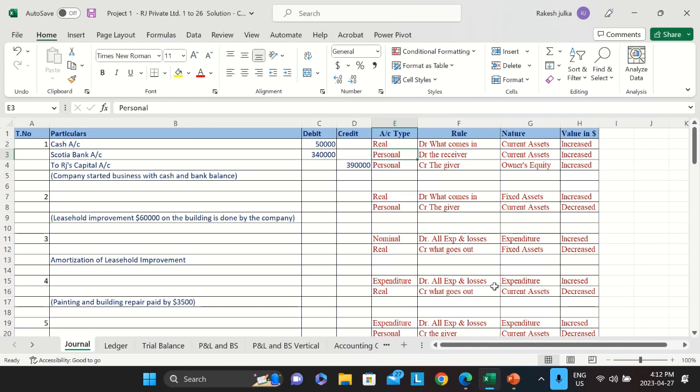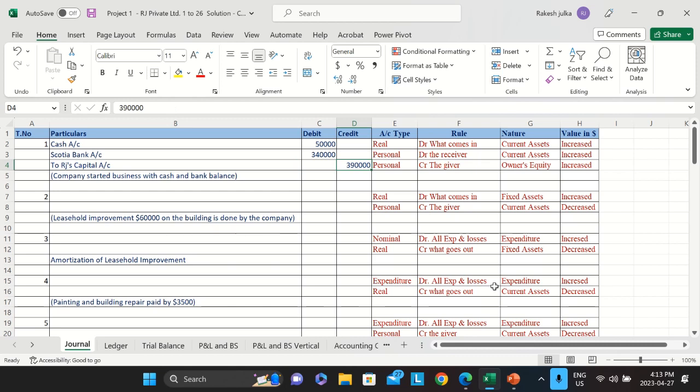If we talk about personal, real, and nominal, there are three types of accounts, and this is the personal account. What is the rule for the personal account? Debit the receiver, credit the giver. So in this case, the bank is receiving money from the owner. So this is also one of the current assets, and it is also increasing. The last one is the RJ's capital account, which is also known as the equity account.